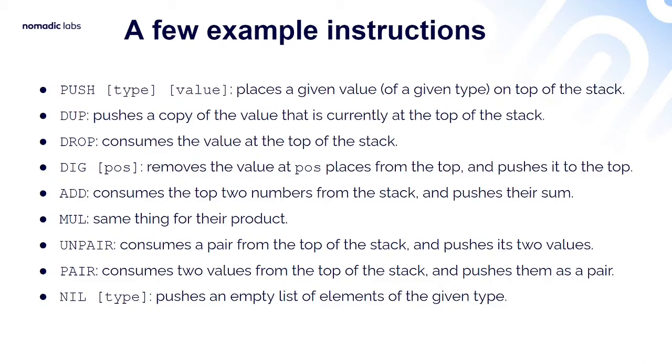One we have already seen is push, followed by a type and a value. This places a given value of a given type on top of the stack. Then we have dup, which pushes a copy of the value that is currently at the top of the stack. So it duplicates the top of the stack. Drop consumes the value of the top of the stack and doesn't do anything with it, so it just removes it from the top of the stack.